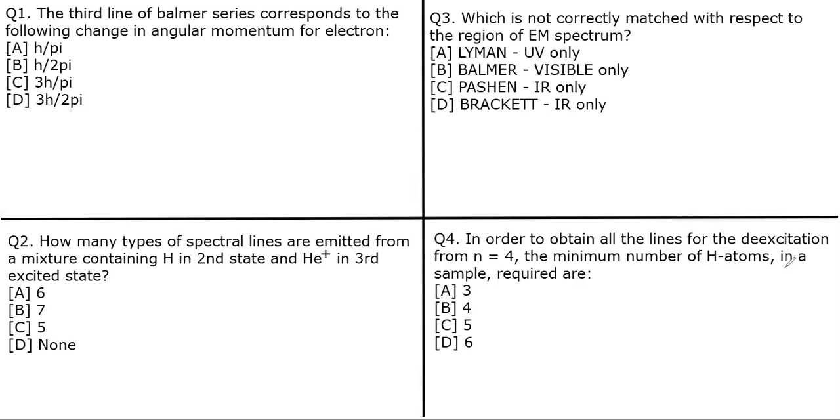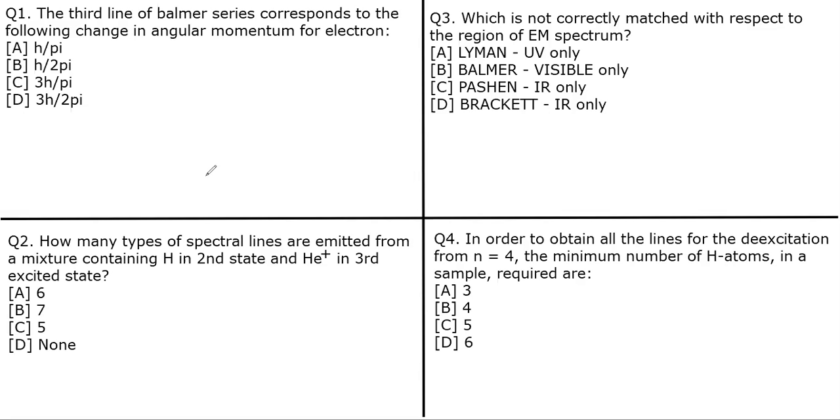Hi students, so let's revise our Bohr model spectrum through another DPP. There are 4 questions, so let's start with the first one. The third line of Balmer series corresponds to the following change in the angular momentum for an electron.